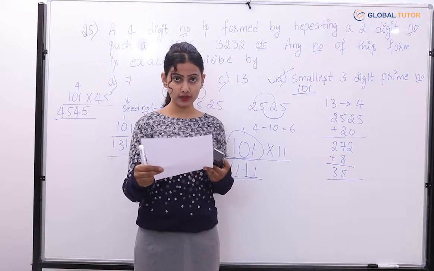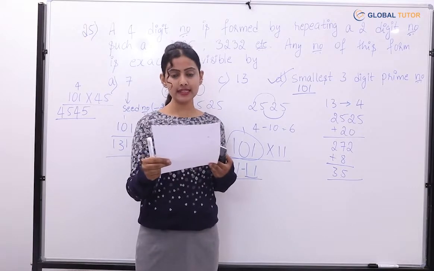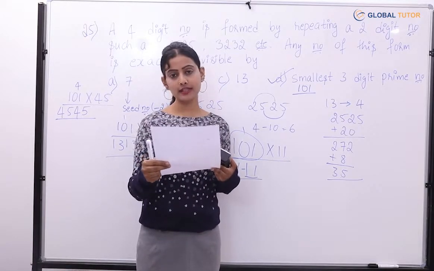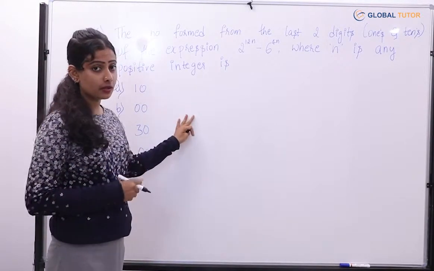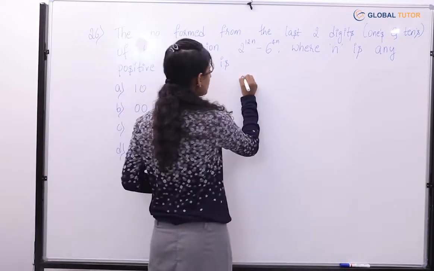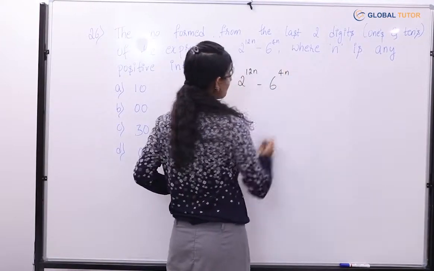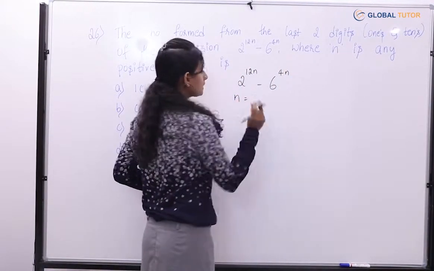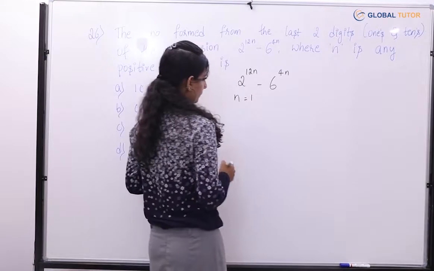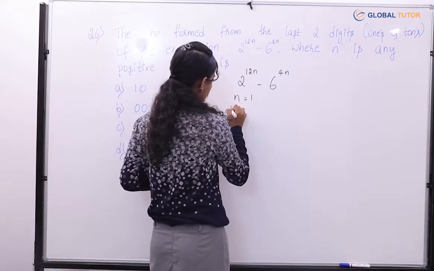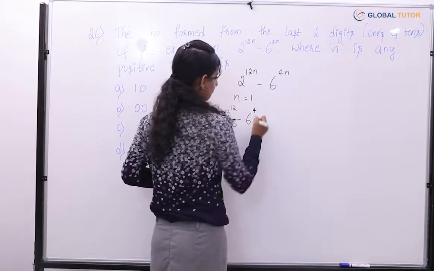Option A 10, that is 10. Option B 00. Option C 30, that is 30. And option D 02. Here we have to find out the last 2 digits of the final answer. Here we have 2 power 12n minus 6 power 4n. Now let us take the least value for n so that the calculation becomes easy. So I shall consider n is 1. Now this is 2 power 12 into 1 is 12 minus 6 power 4 into 1 is 4.